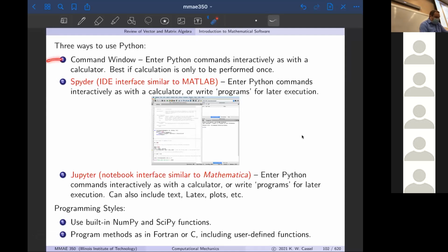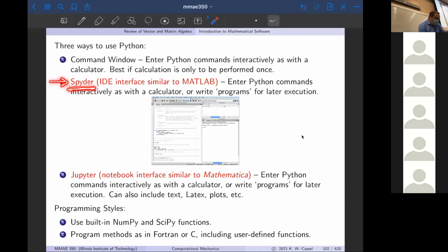You can always use the command window. I don't recommend it, but it's there. So on a Mac, you just pull up a terminal in Unix and you can type python. It'll open up the Python kernel and you can just start typing in commands. It's analogous to using the command window in MATLAB. Type in A, what's the inverse of A? There's the result. Great.